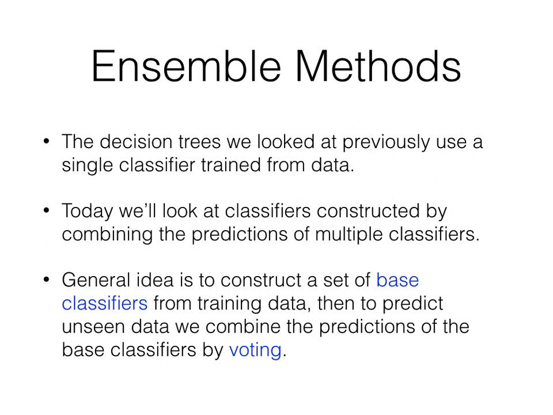So first off, ensemble methods. We've already looked at decision trees previously, and you'll remember that they're a single classifier trained from some data set, or training data. So it's one classifier on its own. What we're going to look at today, though, is classifiers that are constructed from a whole lot of different classifiers. The idea is that we train multiple classifiers to solve the same problem in slightly different ways, and then they all vote. When we need to classify a new data point, they all vote on the answer, and then we take the class value whose vote wins. So the general idea is to construct a set of base classifiers from the training data. Then when we want to predict unseen data, we combine the predictions of all the base classifiers together by voting.